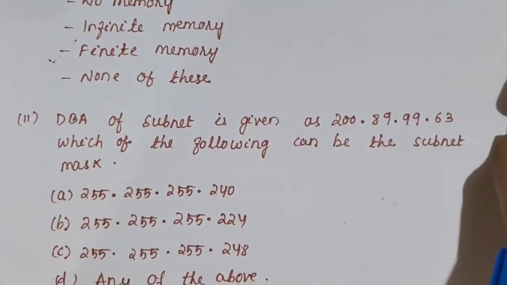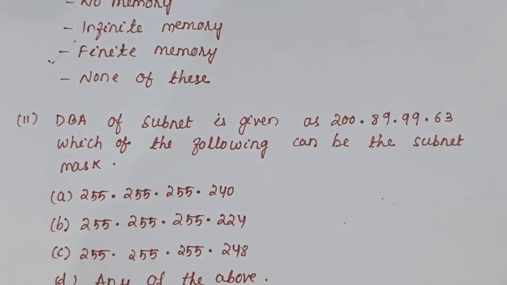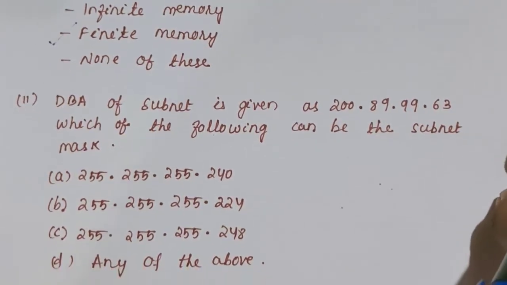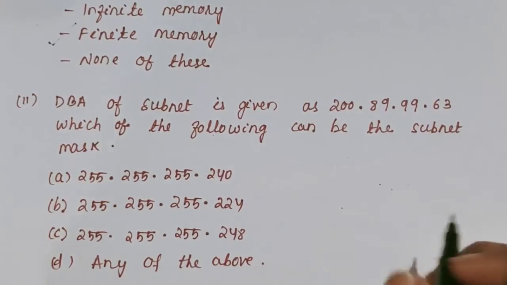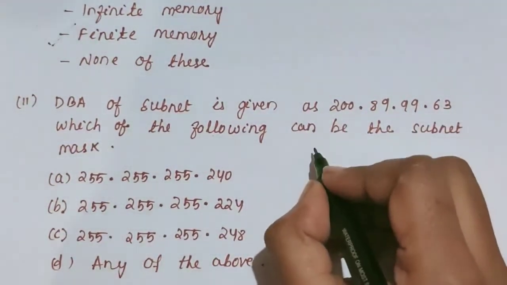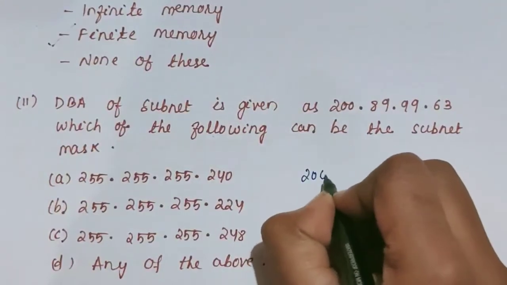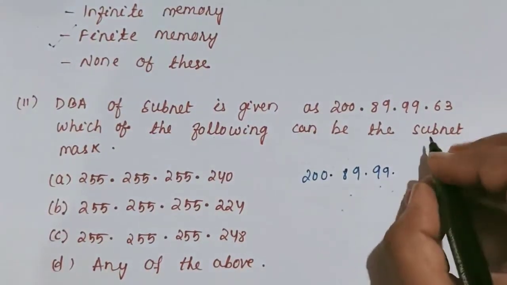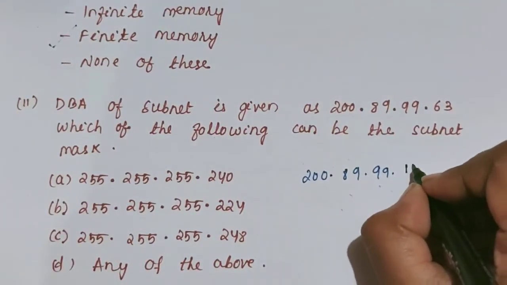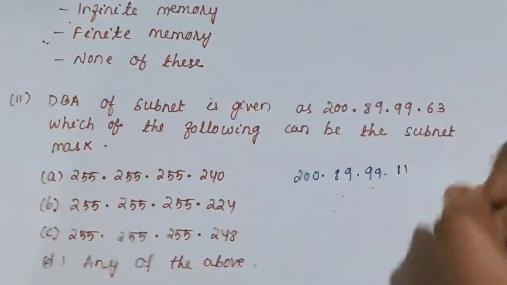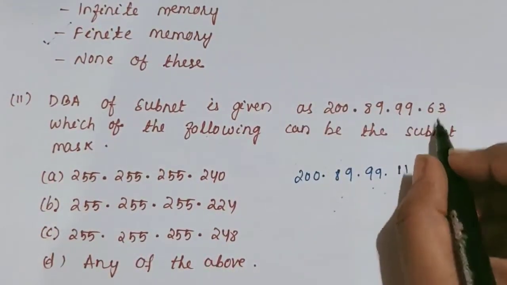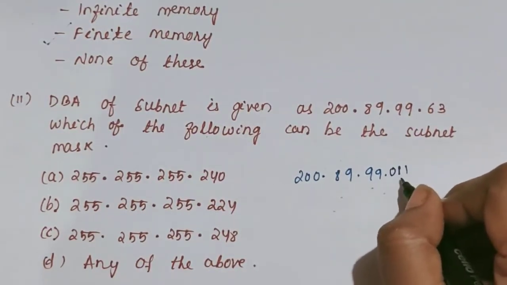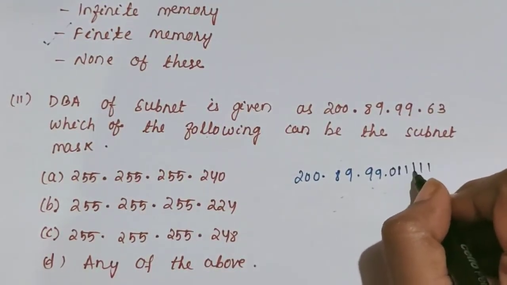And then computer network questions. The DBA of a subnet is given as 200.89.99.63. Which of the following can be the subnet mask? This is a very good question and we'll try it here. We know that the host part of the IP address for DBA is all ones. So here 63 is given and 63 is 0 and all ones.